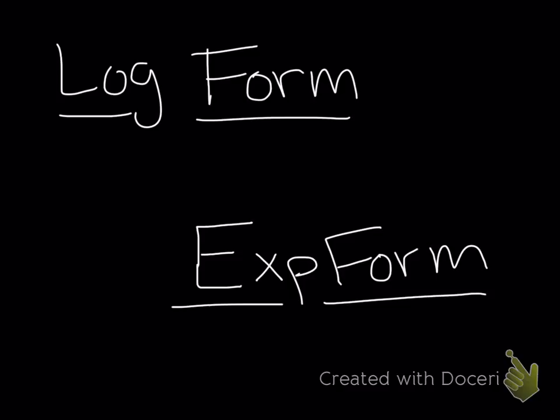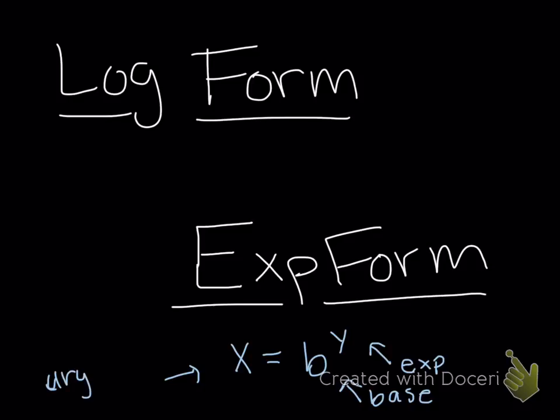So the one that we're more familiar with would be our exponential form, and that is if I had the equation x equals b raised to the y power. So notice y is our exponent, b is our base, and x is what we call the argument. That's what we're setting it equal to.